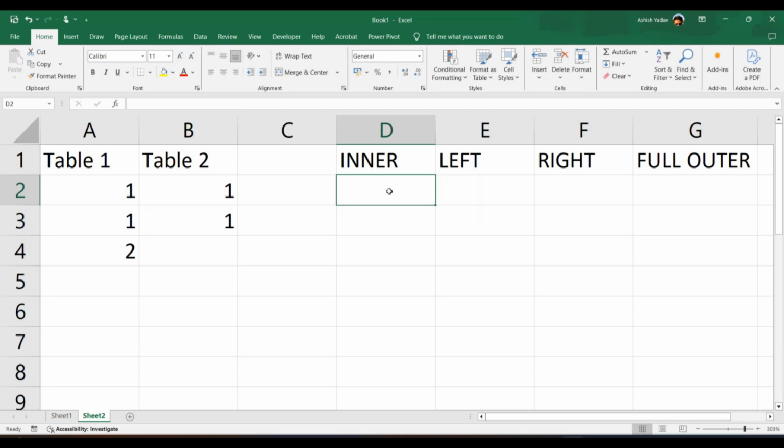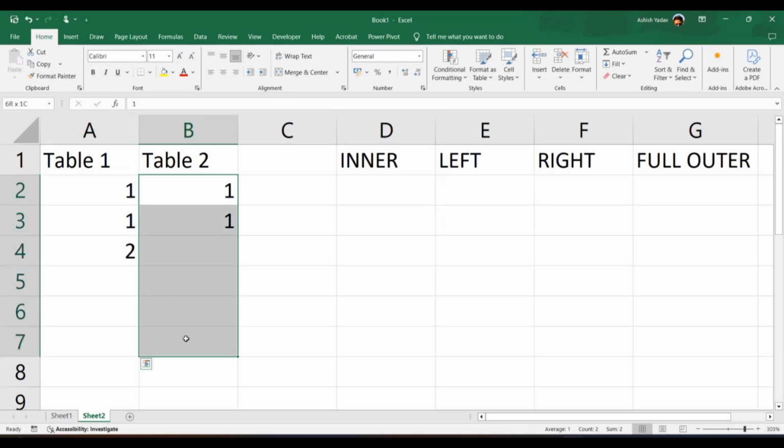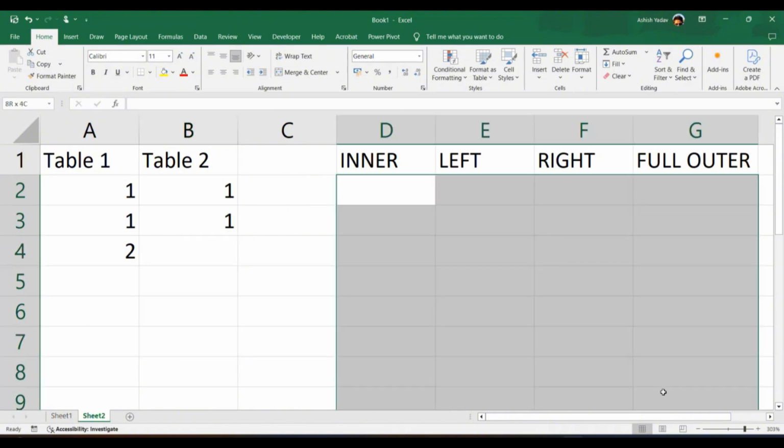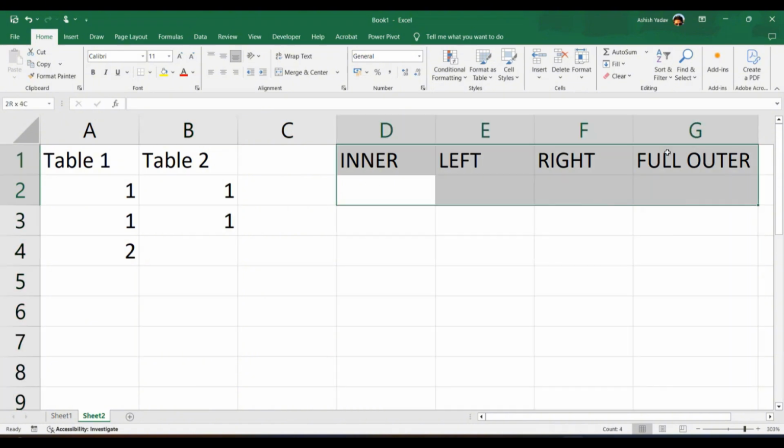Tell me now what will be the number of rows. The question which comes in your interview is not like you have to write 1, 1, 1, 2, 1, 3, all those things. The question will be, they will give some random numbers in your table 1, random numbers in your table 2. And then they will say what is the number of rows in your inner join, right join, full outer join, left join. You have to tell the number of rows. They don't care about the result. You have to tell the number of rows.